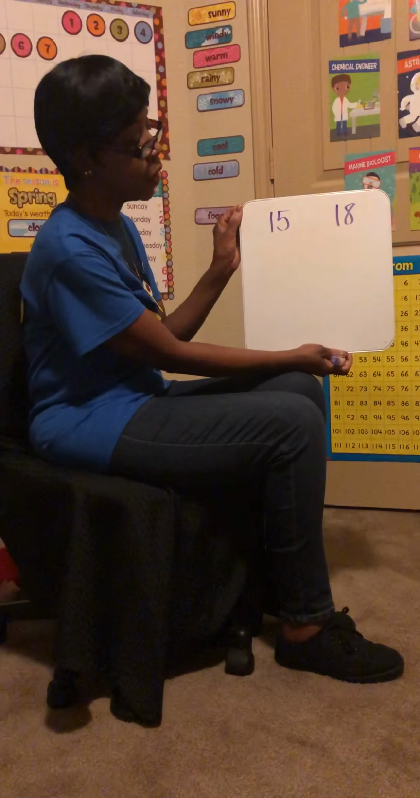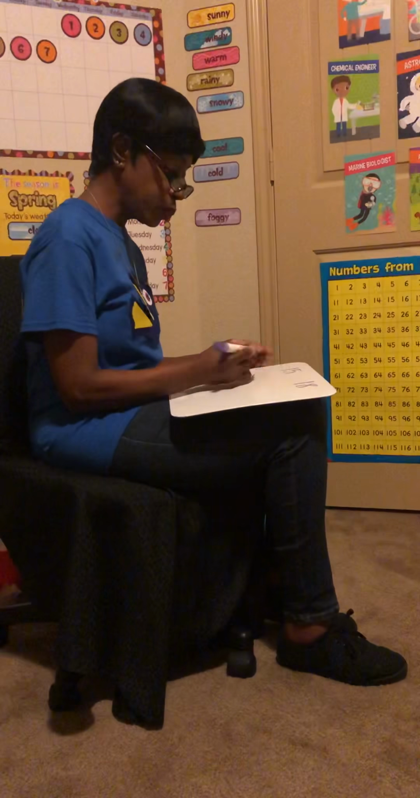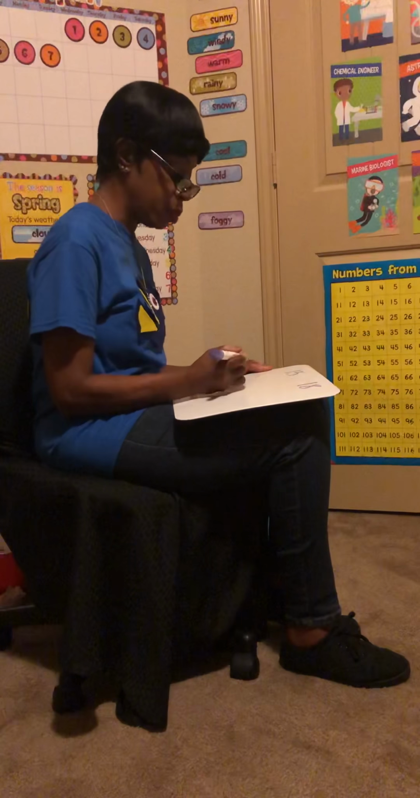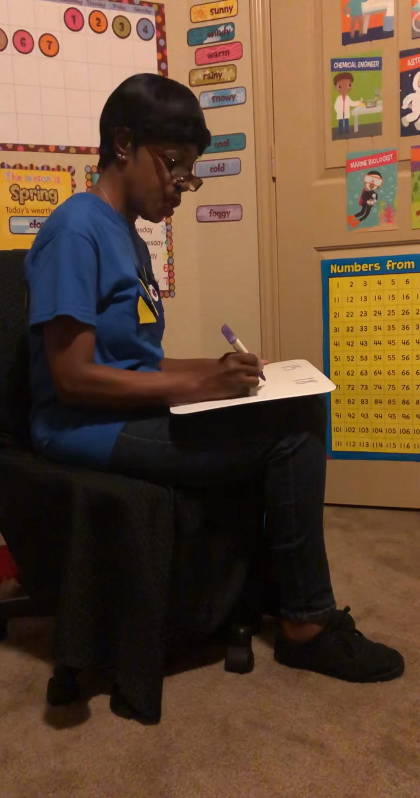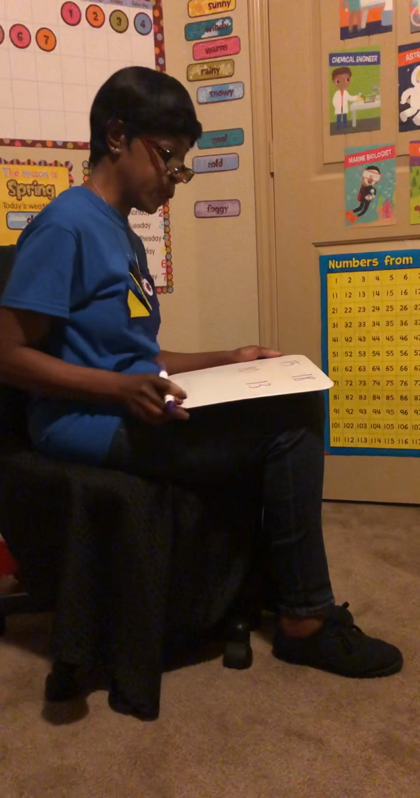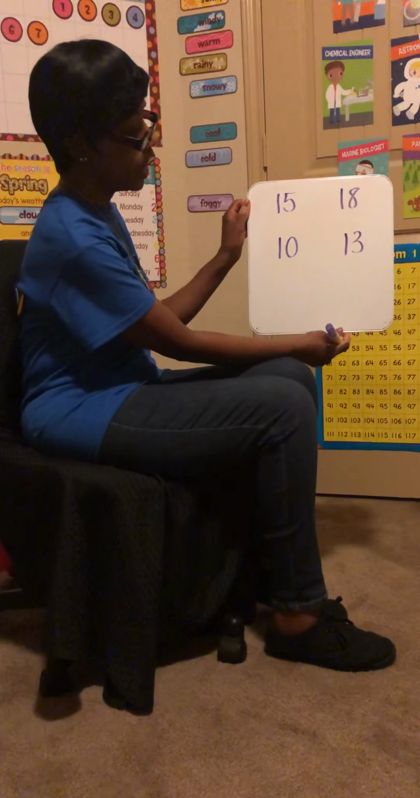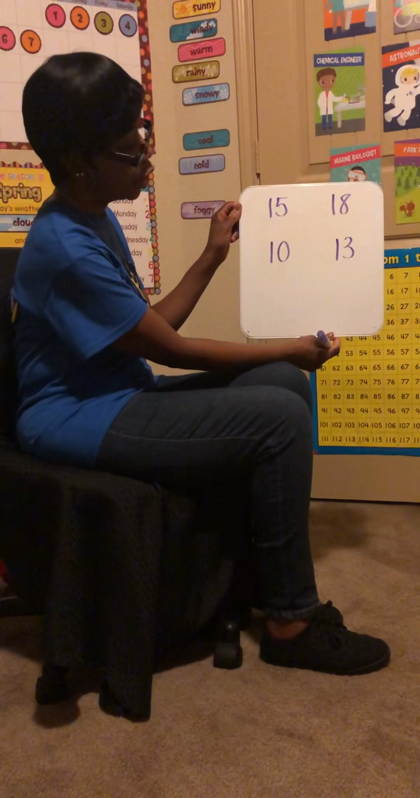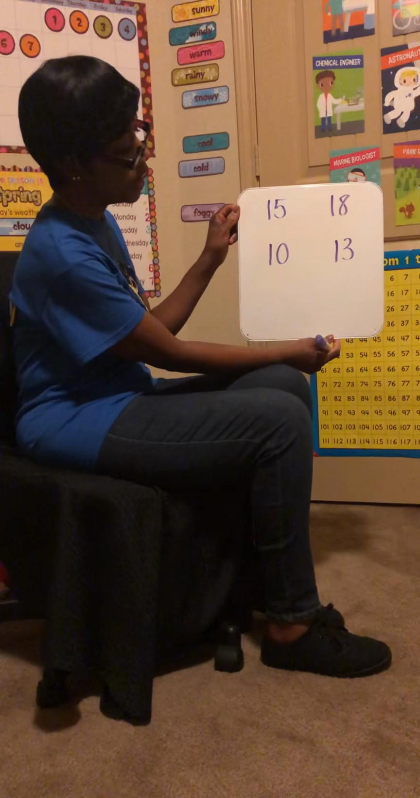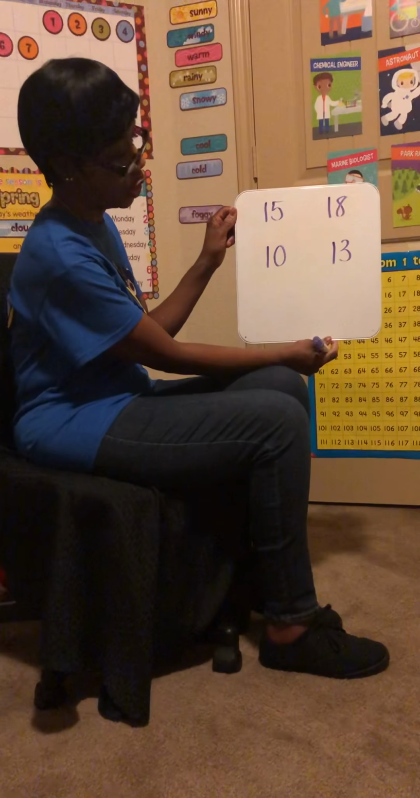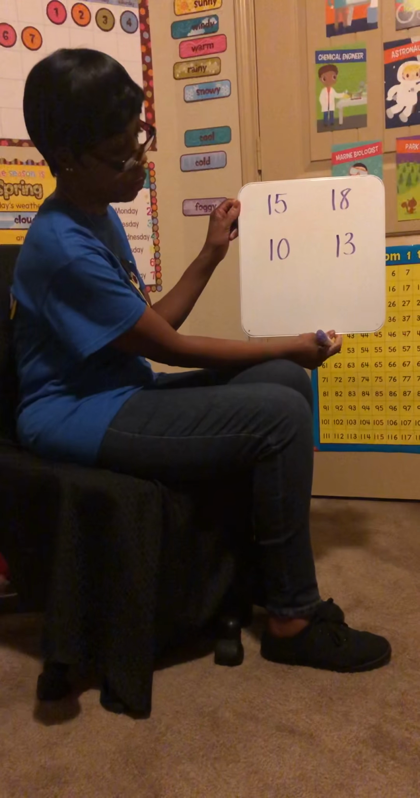Let's try another number. Anybody want to call out some numbers for me? How about you, Kiasia? Give me a number. Okay, 10 and 13. Very good. She gave me 10 and she gave me 13. So how do I say this in comparative language? I would say 10 is less than 13. Okay? Let's do another one. We're going to get a big number now.